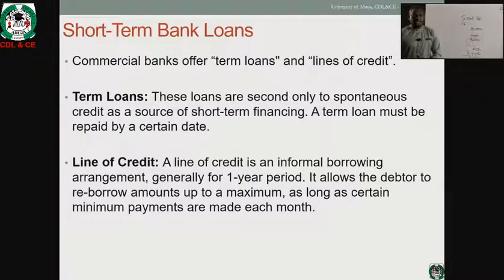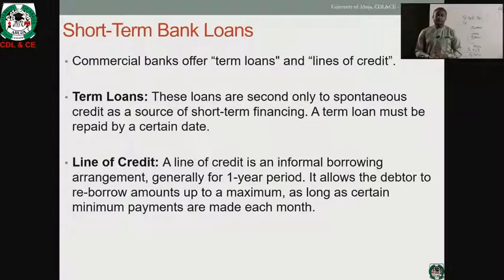Then the next slide, we talk about short-term bank loans. We have two types: the term loans and the line of credit. Term loans are usually a short-term source of financing that a bank gives, which are payable within an agreed date, along with the interest that each of these term loans will bear and the conditions guiding those term loans.